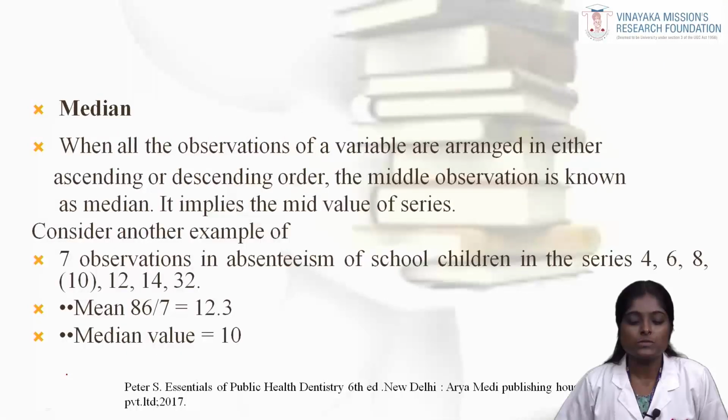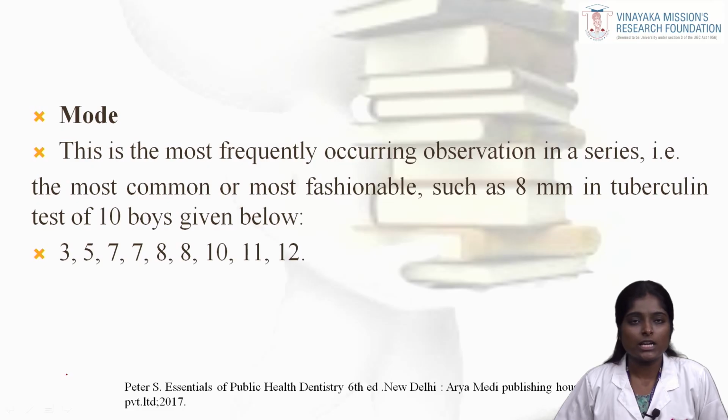Median: when all the observations of a variable are arranged in either ascending or descending order, the middle observation is known as the median. It implies the mid value of the series. When we have two middle values, the average of the two is taken. This is very common in qualitative or nominal data. Mode is the most frequently occurring observation in the series, the most common and fashionable; here an example of a tuberculin test for 10 boys has been given. But usually in scientific research, especially health research, the mode is not usually represented.